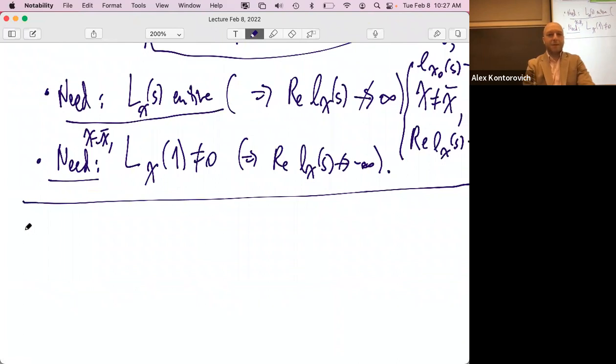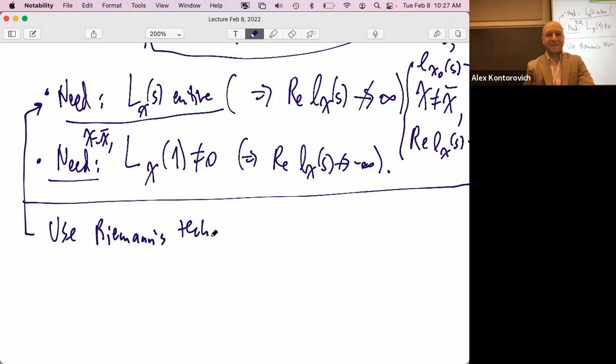So let's work on this. So we have to show that it's entire. So the obvious thing, well, it's not the obvious thing because it's not the thing that Dirichlet did. But now for us, the obvious thing, we use Riemann's method. So we're achronological. Use Riemann's technique. Or anti-chronological.